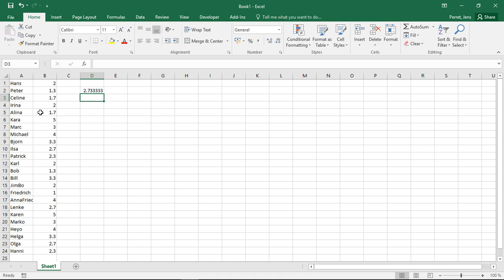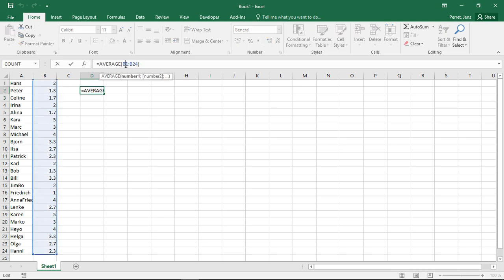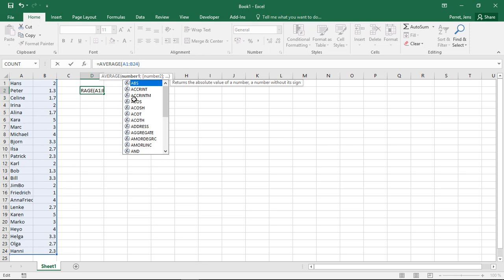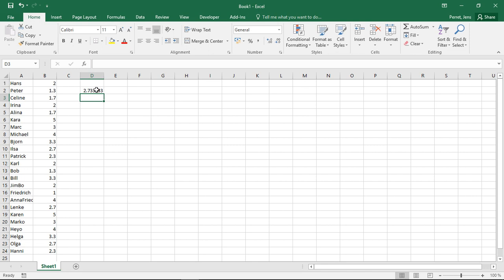As you can also see, I could extend the same range to include all the text inputs here as well, and I would still get the same result. Why? Because obviously I cannot add text. I cannot statistically evaluate text.